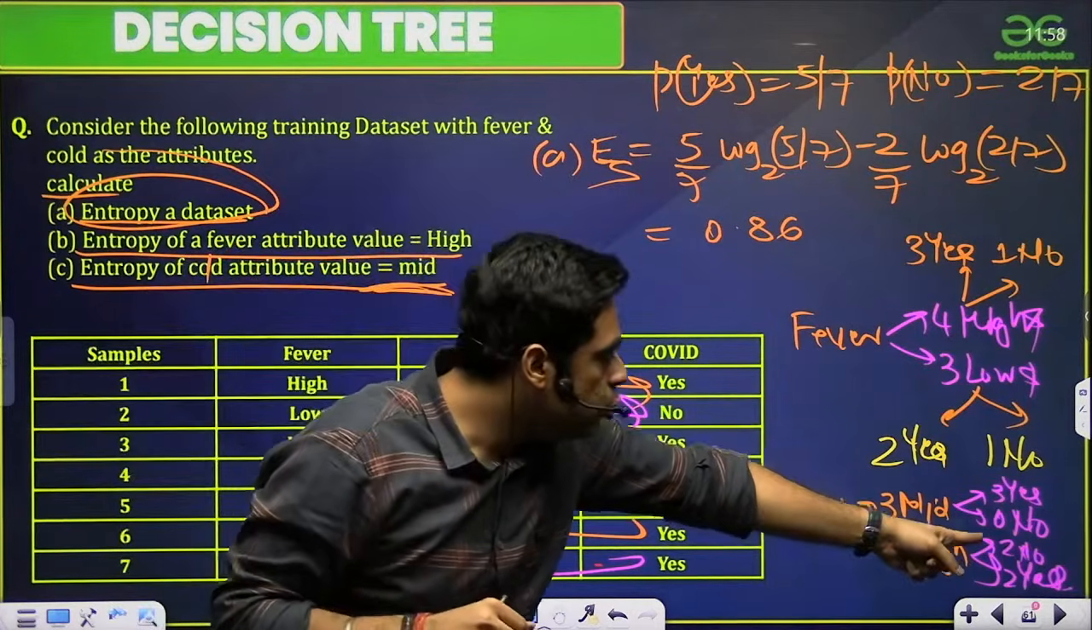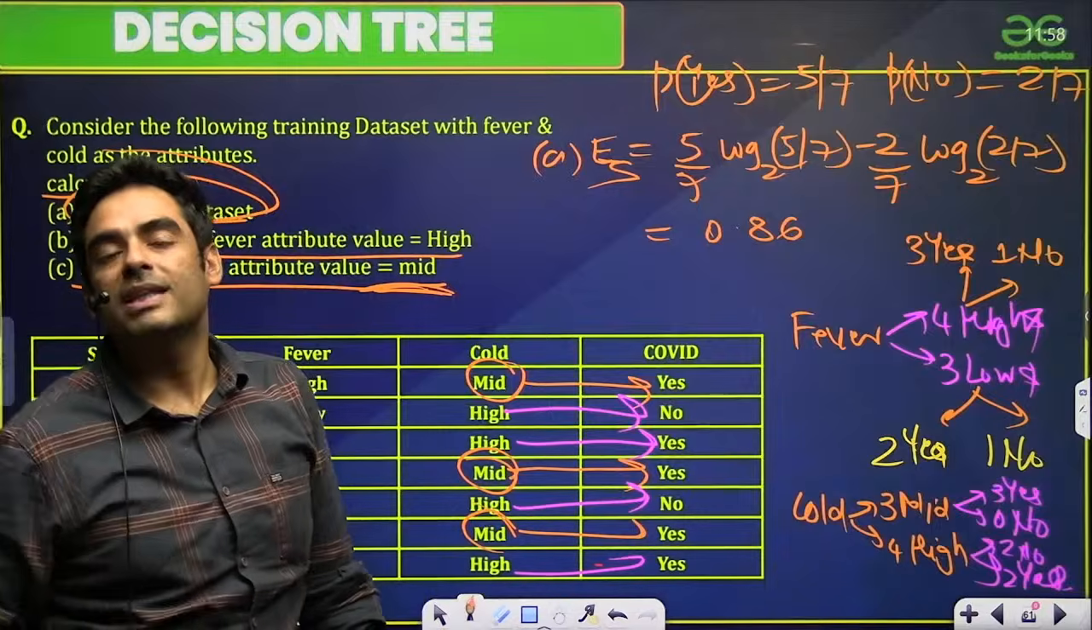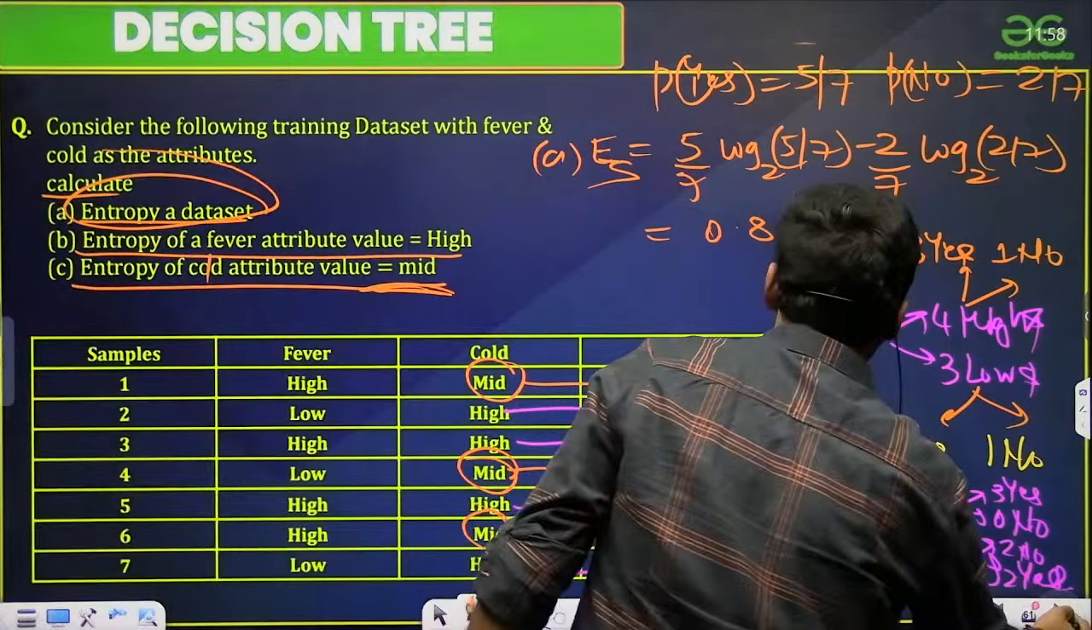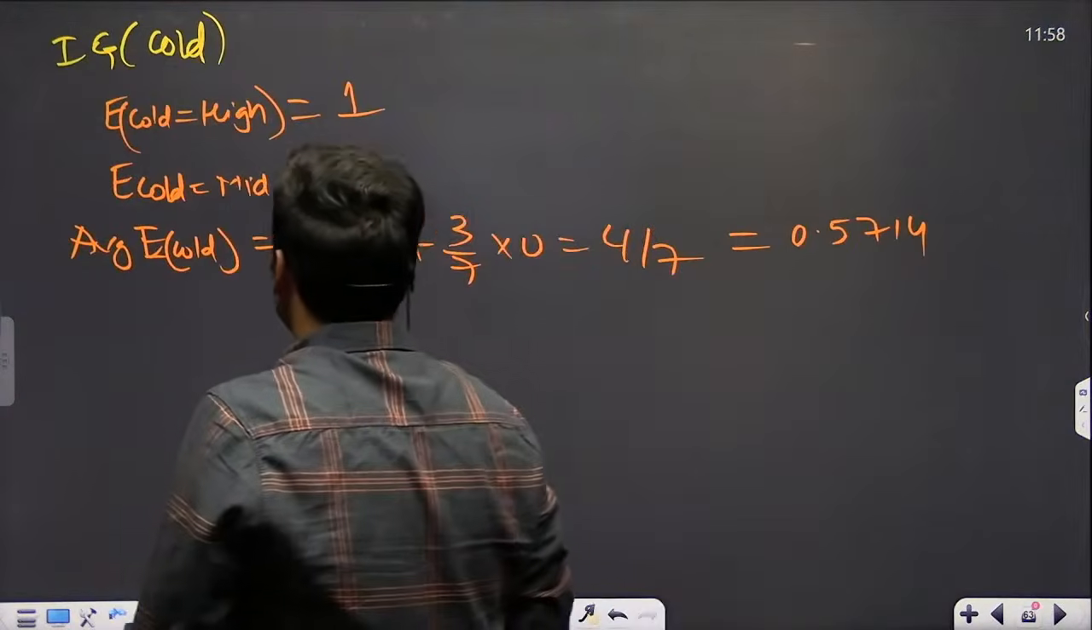Okay, and 2 yes, 2 no, that is a highly impure one. That means entropy would be 1. So I would be getting 0.5714.